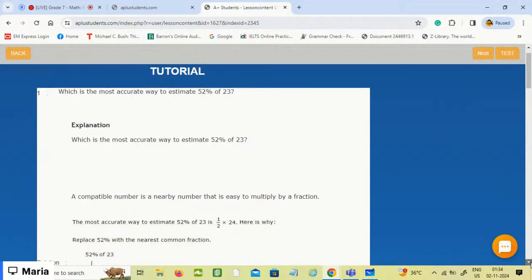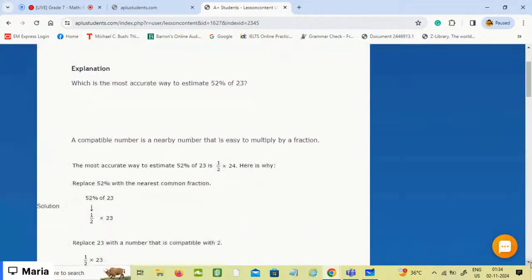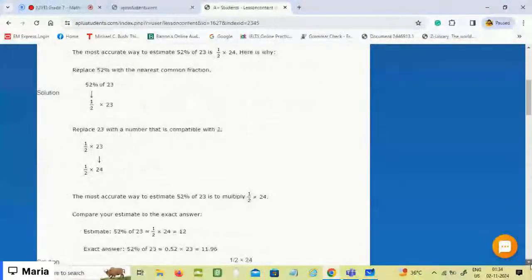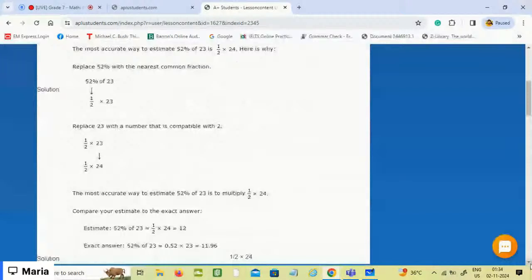way to estimate 52% of 23 is 1 by 2 times 24, right? 52% is near to 50%, and 23 is estimated to 24. So half of 24 is 12. So the correct option is 12. Got it? That means the estimated answer is 12.